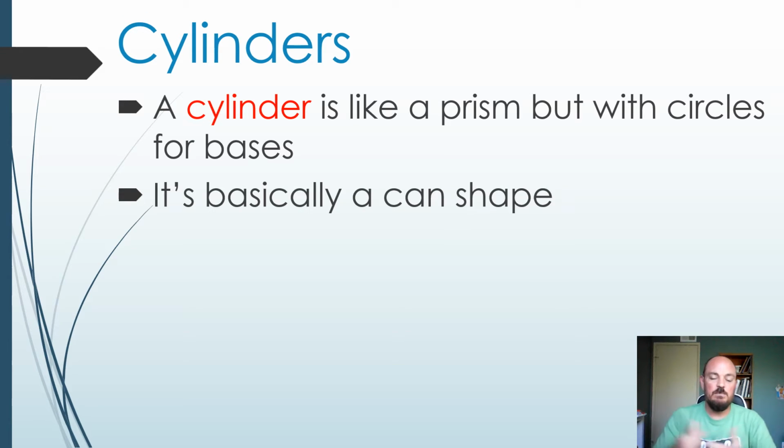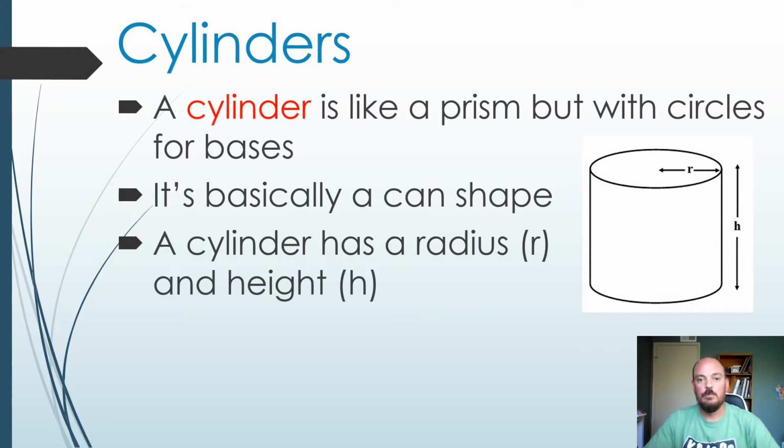I said it's basically a can shape, like a soup can or a soda can or something like that. That's a cylinder. So here's our picture. There's only two aspects to it. We have the height, which tells how tall that can is, and then we have the radius of the base. The circle on top has a radius. So with just those two numbers, height and radius, we can do volume of a cylinder.